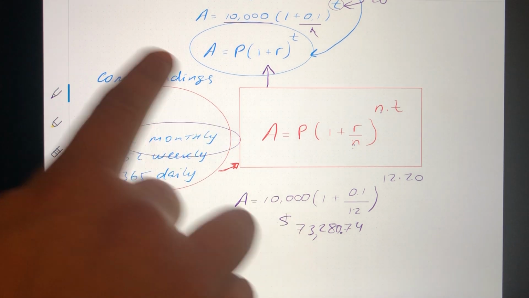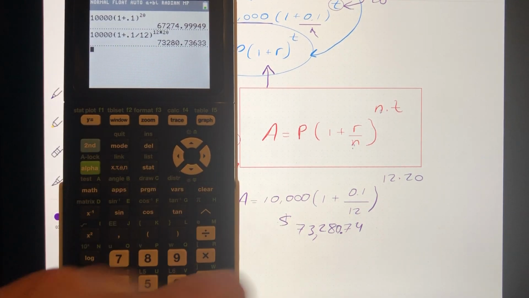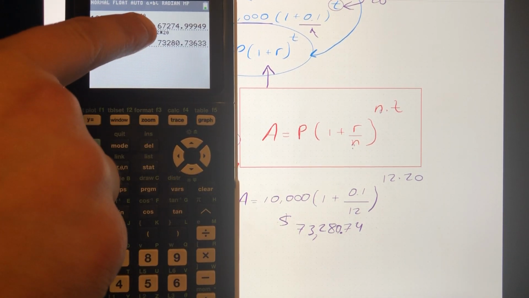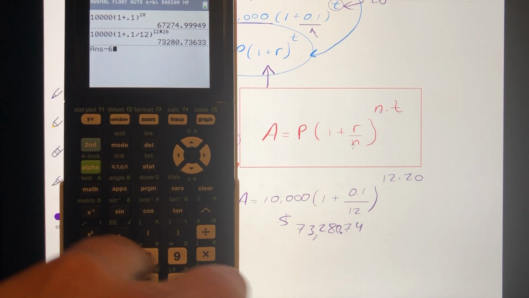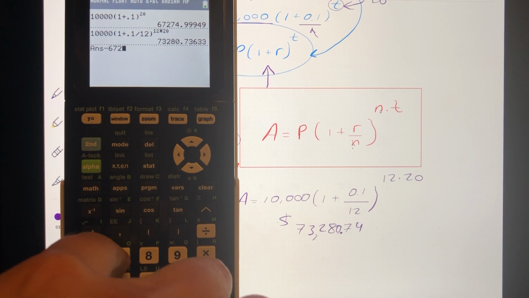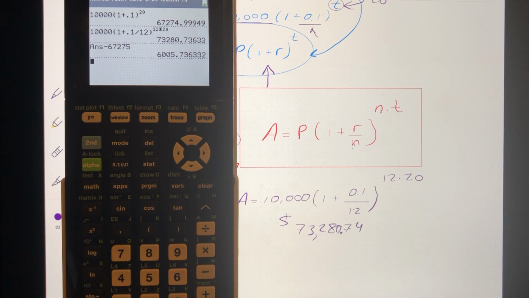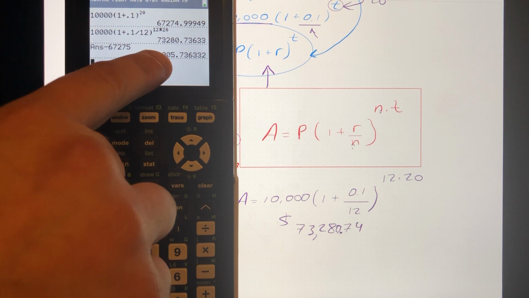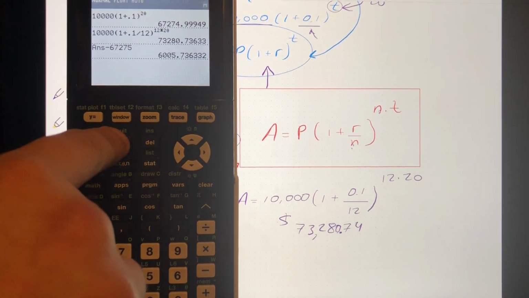But instead of compounding it once, we compound it 12 times a year, monthly. And we can see with the calculator how much difference that made, because here are the two numbers, and we can see the difference between 67,000 and 73,000. In fact, we can subtract to see how much difference that actually made. So just by changing how frequently the compounding occurs, we gained an extra $6,005.74. So the frequency of compounding is very important.